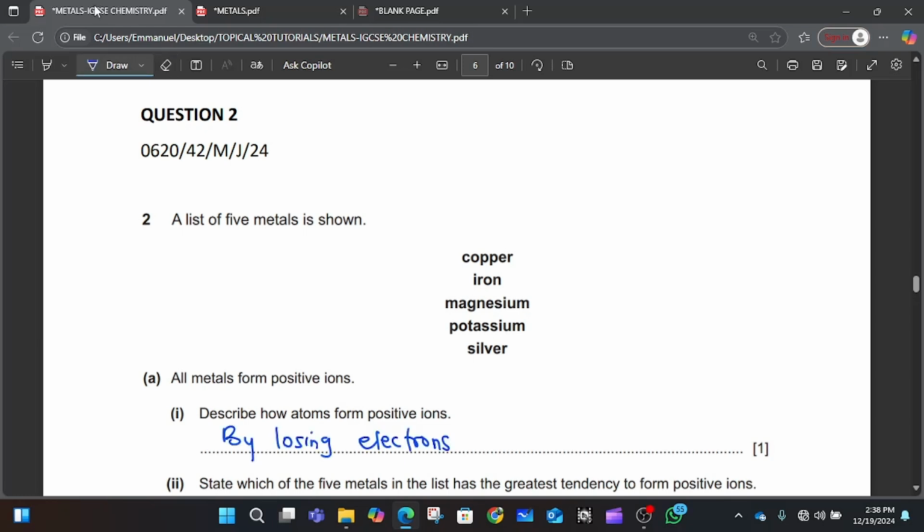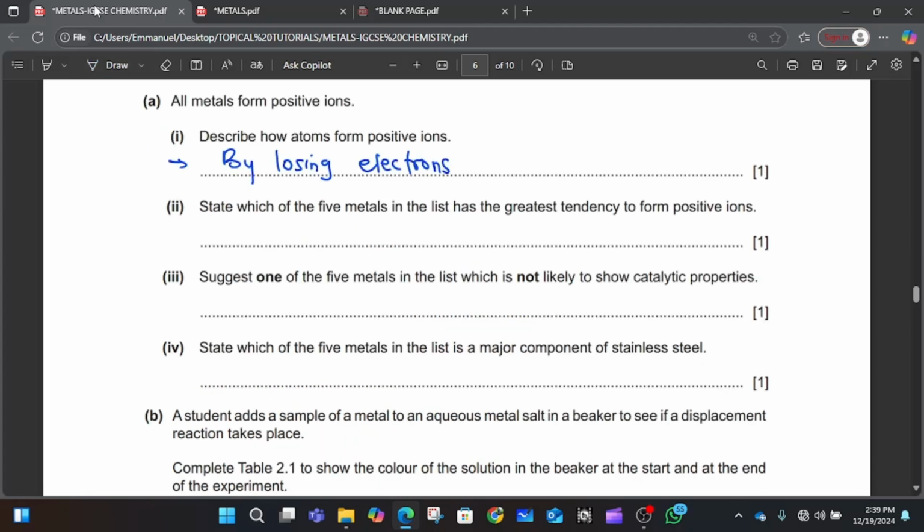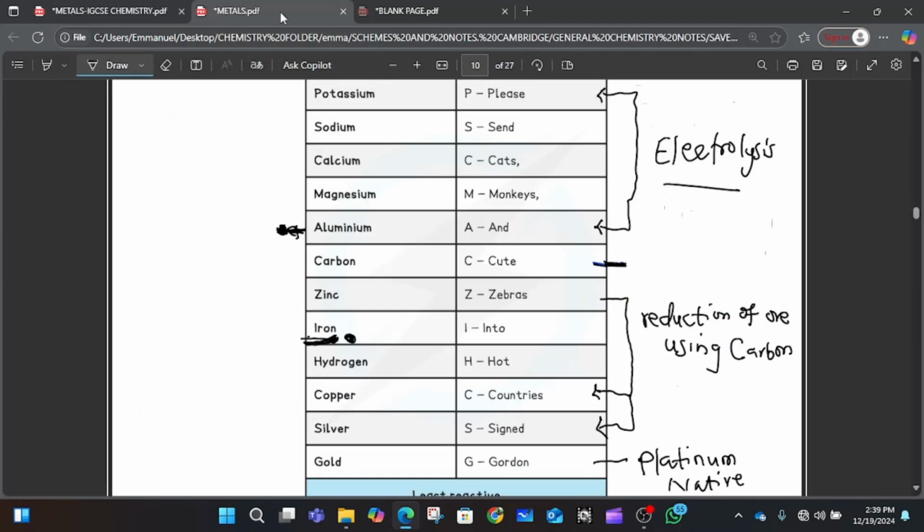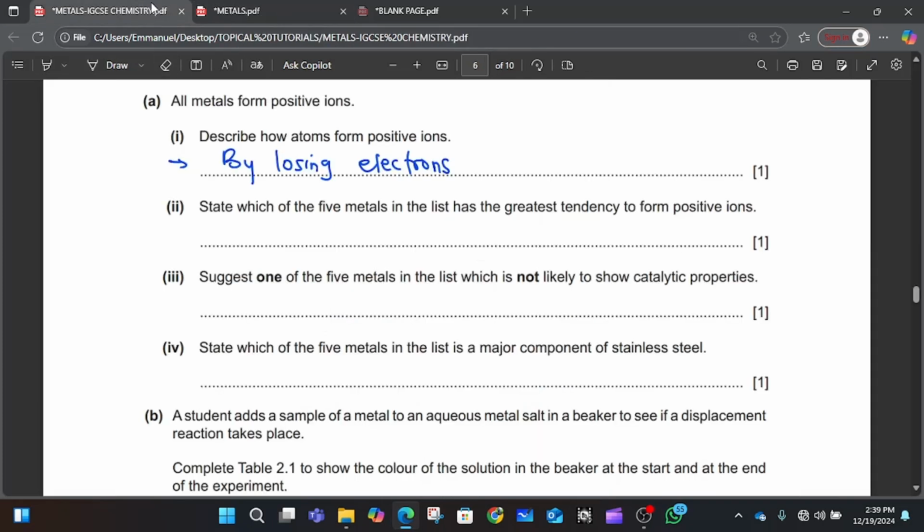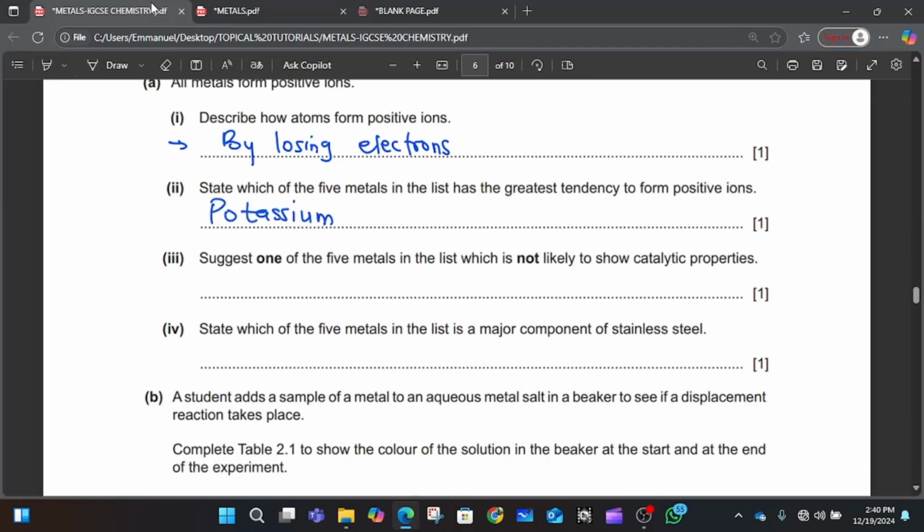For an atom to form a positive ion, it must lose electrons. So they do so by losing electrons. II. State which of the 5 metals in the list has the greatest tendency to form positive ions. We know that metals lose electrons to form positive ions. The ability of a metal to lose electrons makes that metal more reactive. And when we look at the reactivity series, we can see that potassium is the most reactive because it has the ability to lose electrons more readily. So from the list, potassium is the metal that has the greatest ability to readily lose electrons.